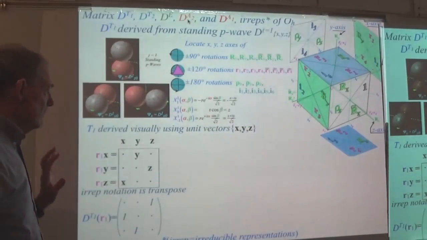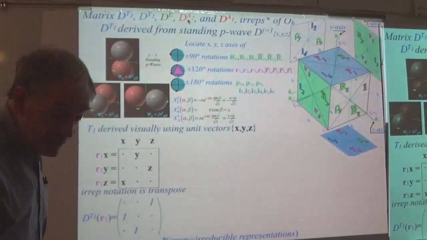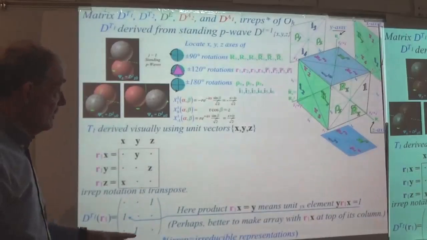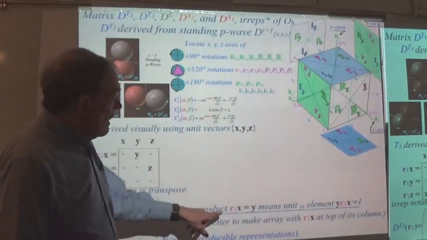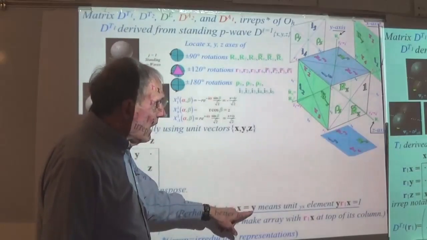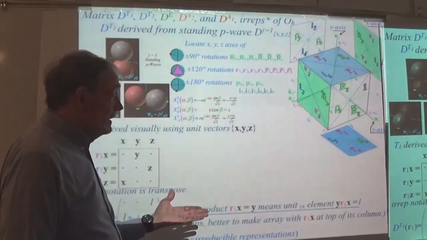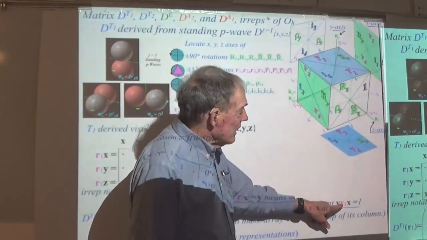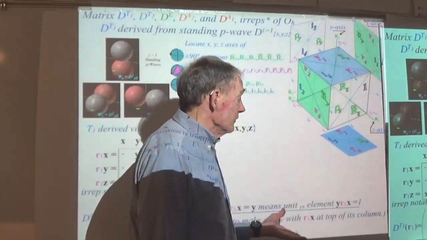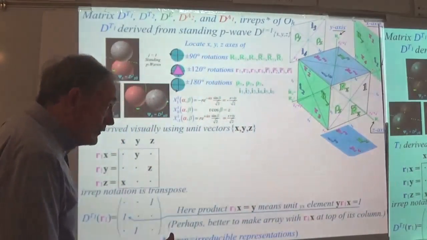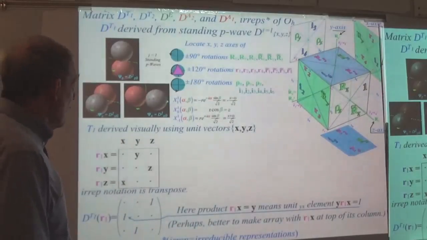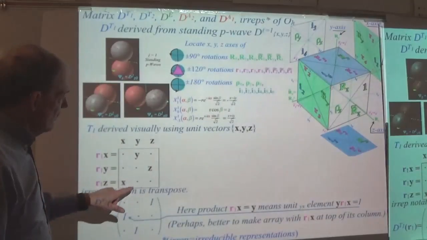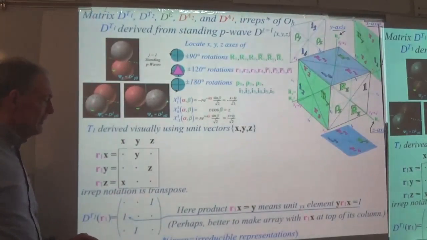And this is something that probably will change, because who wants to have to do an extra transpose? But the basic idea, you see, is here: this product, R1x equals y, means that a unit, these are all unit vectors, this element, y dot R1 dot x equals 1. It means that the yx component is 1, not the xy component. That's tricky.